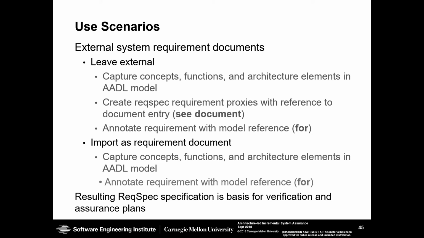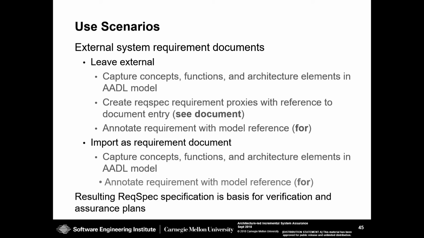Another use scenario is where we have the system requirement already as an external document. Then we can go through a similar exercise: leave it external, just capture the concepts and the elements of what's expressed in the requirement document as an AADL model. Or you can define ReqSpec proxies. That is just a ReqSpec without the details of the textual description, a reference back into the original document, but it acts as a proxy that identifies the text in the original document. On the other hand, it identifies the AADL element that the requirement applies to and gets associated a verification activity so we can automate the verification process.